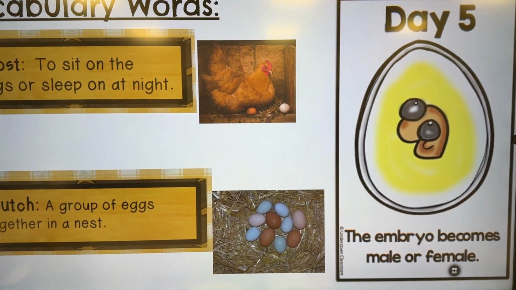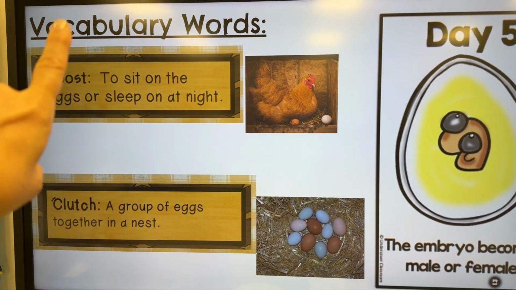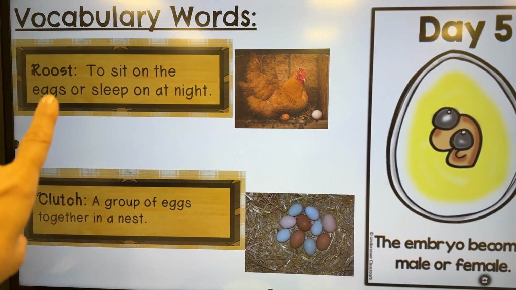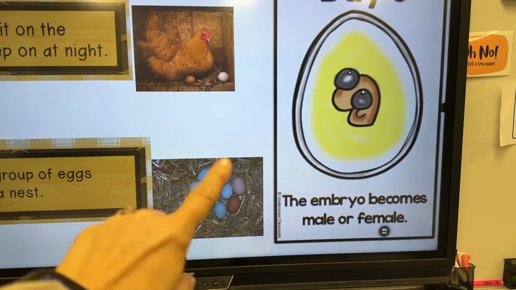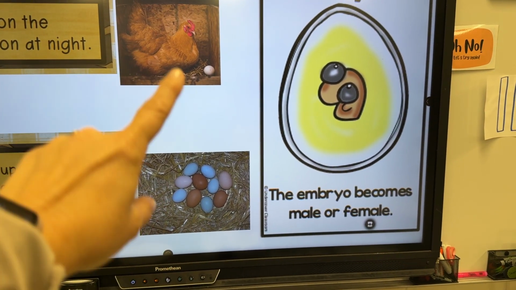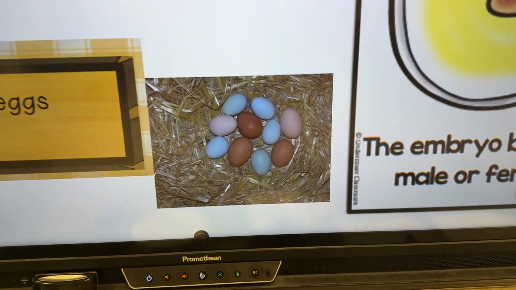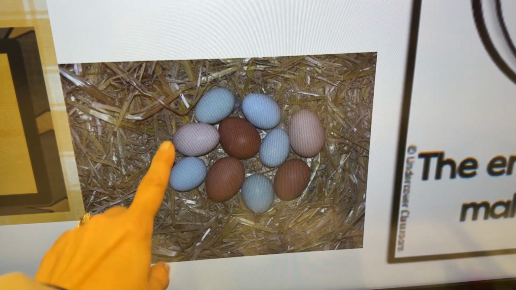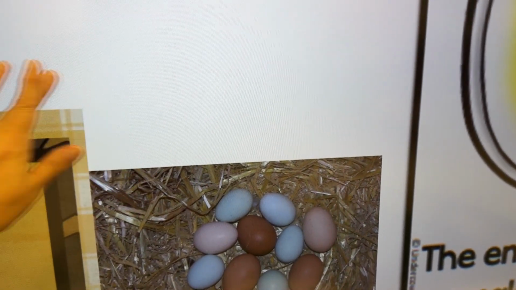We are at day five. We learned that our embryo became male or female on that day. We used the word roost as a verb, to sit on the eggs. That's what it's called when a hen claims a clutch of eggs and then she sits on them. She becomes the mom, even though she may not be the mom of all of these eggs, because they're all different colors, which means that they came from all different breeds.